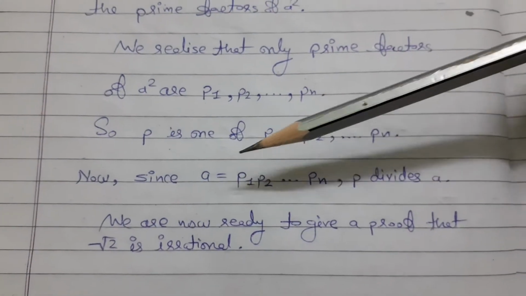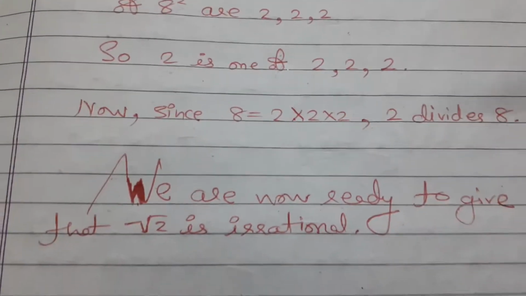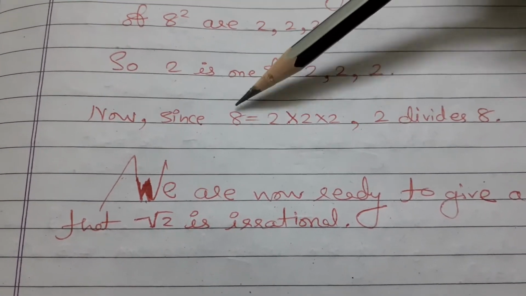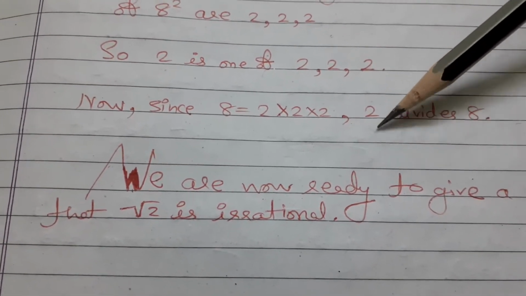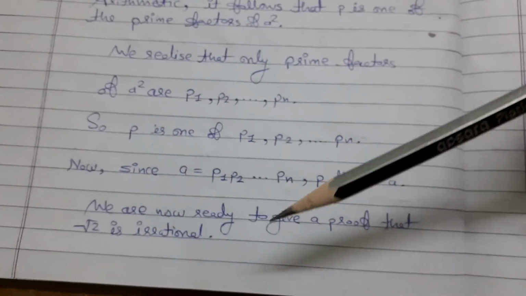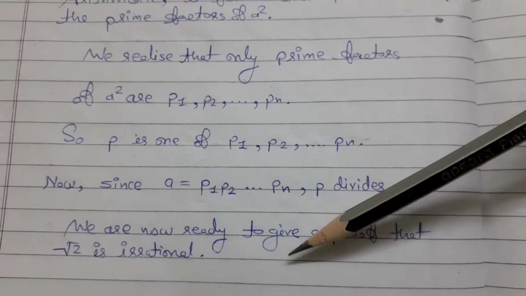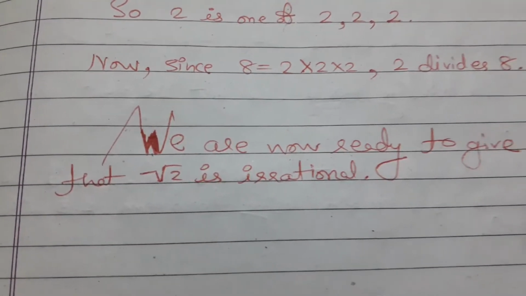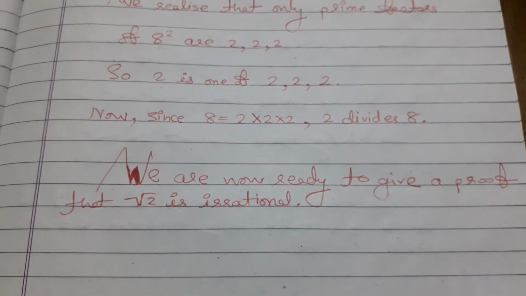Now since a is equal to p1 p2 up to pn, p divides a. Here we have taken a as 8 and p1 p2 up to pn are 2, 2, 2. So 2 divides 8. Yes, it is possible. So now they have discussed the irrationality of root 2. We are now ready to give a proof about root 2.